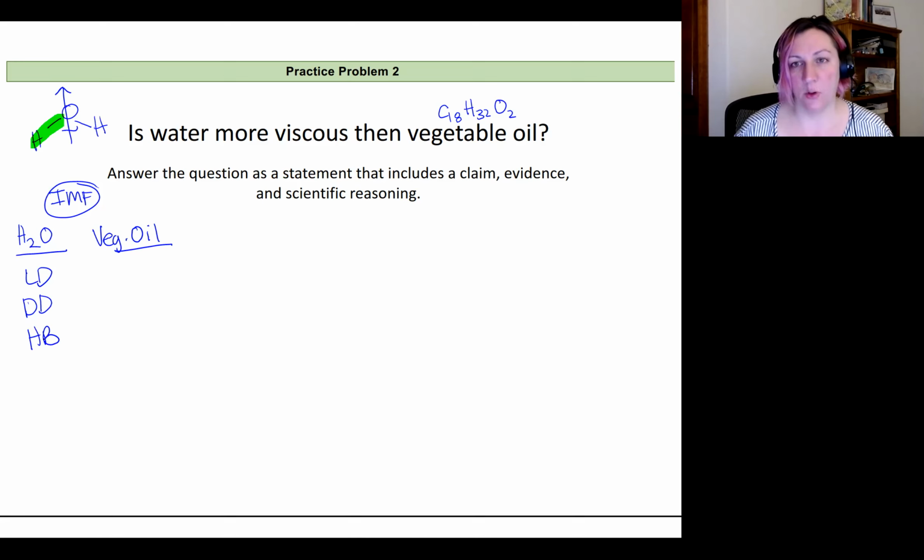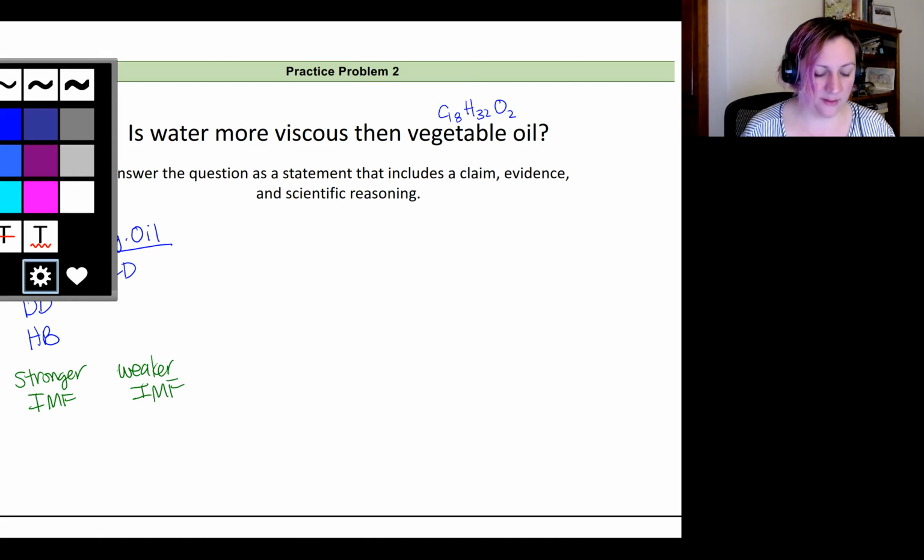Now, comparing that to vegetable oil, which is this large molecule, I might not have the exact structure when I'm looking at something like this, but when I see 18 carbons and 32 hydrogens and only 2 oxygens, I know that overall this will be nonpolar. And so I know I'll have London dispersion forces, but I won't have any hydrogen bonding or dipole-dipole interactions. Or if I have dipole-dipole interactions, they're so small that they're drowned out by the overall non-polarity of the molecule. And so looking at these and comparing, I'm going to say right off the bat that water has stronger intermolecular forces.